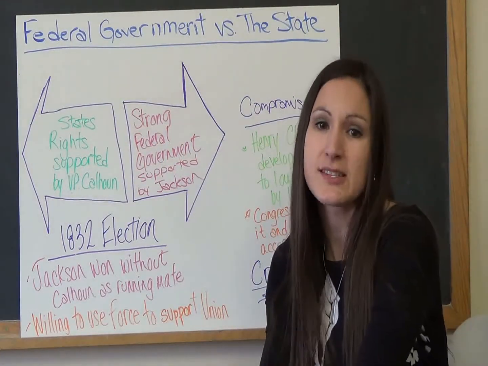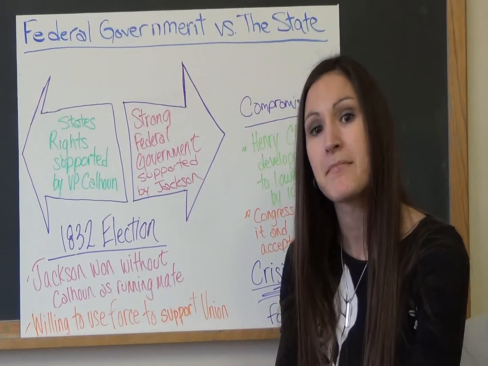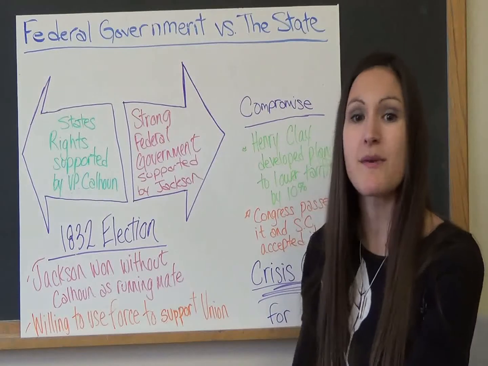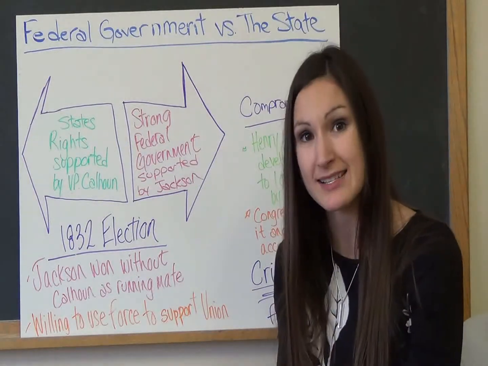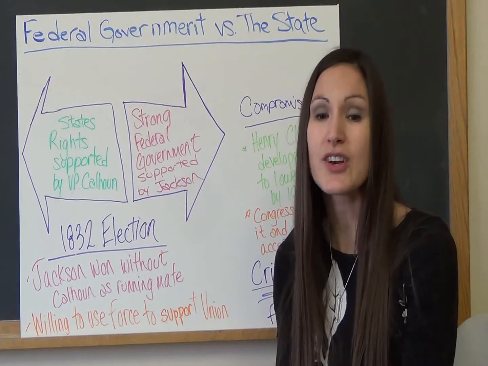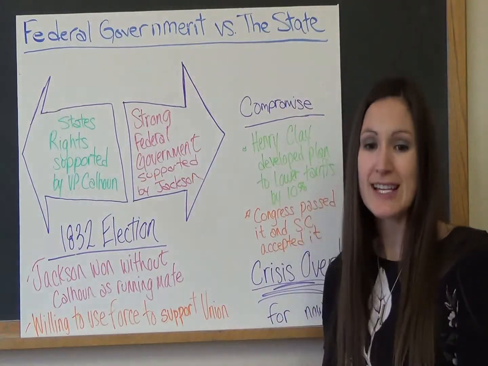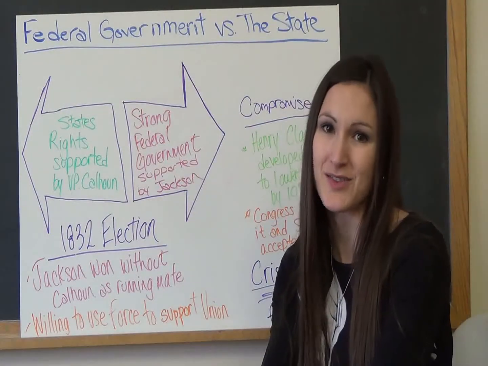What political divisions appeared during the election of 1824? How did American democracy change during Jackson's presidency? How did economic issues increase sectional tensions? And finally, what issues were at stake in the debate over states' rights?